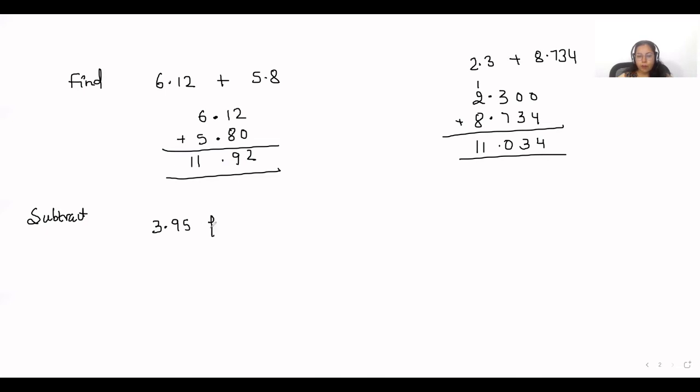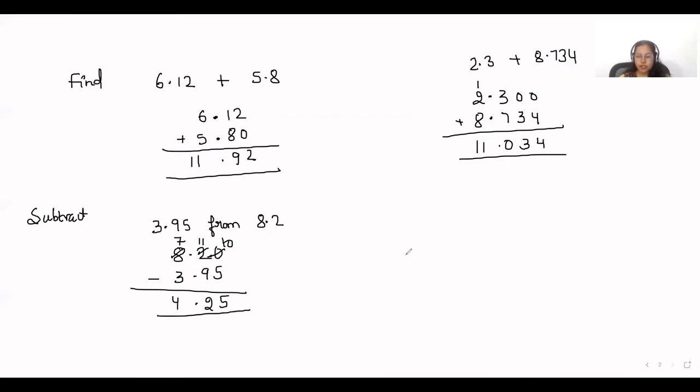Let's discuss some examples on subtraction. 3.95 from 8.2. How can you write it? 8.2 and then 3.95. There is no hundredth place, so write 0. Do the subtraction. It becomes 10, it becomes 11, and it becomes 7. 10 minus 5 is 5, 11 minus 9 is 2, and 7 minus 3 is 4.